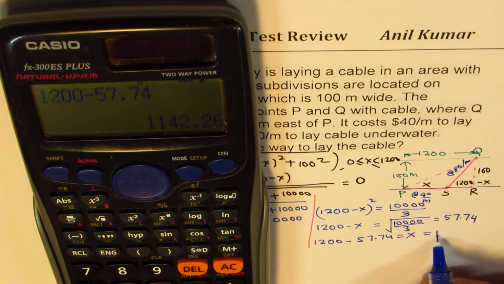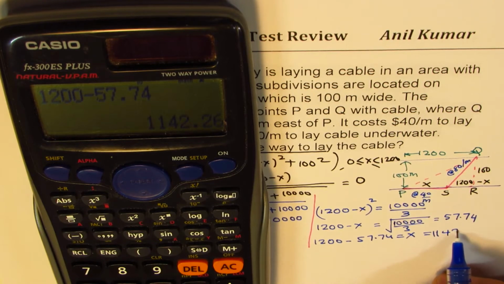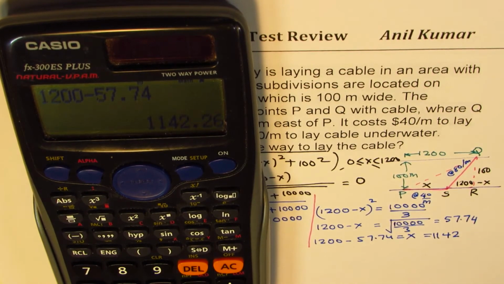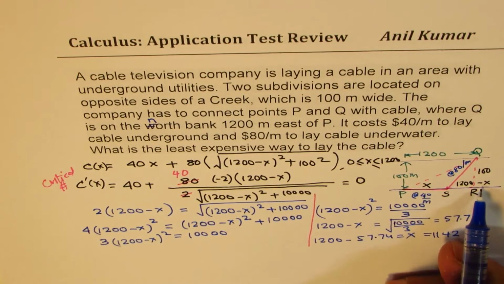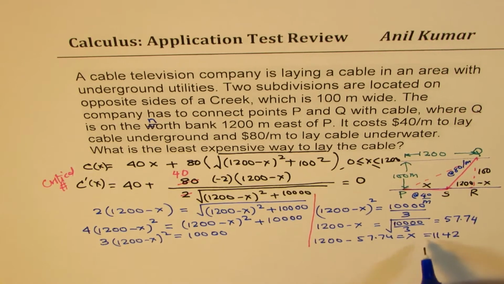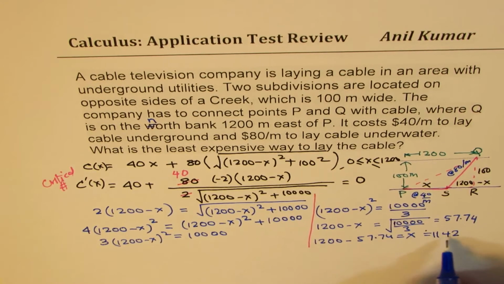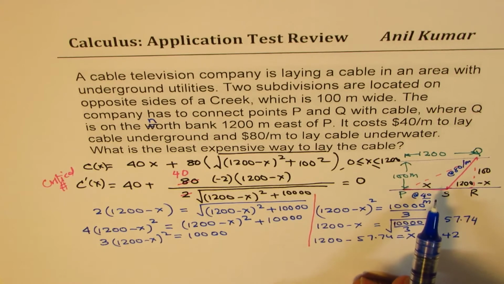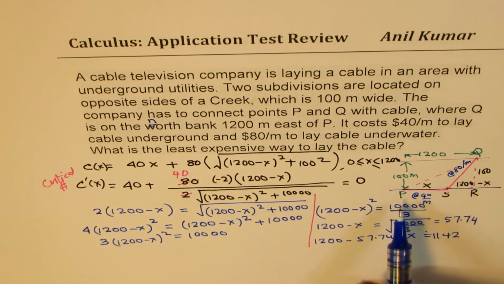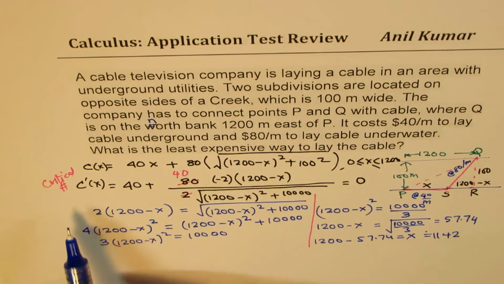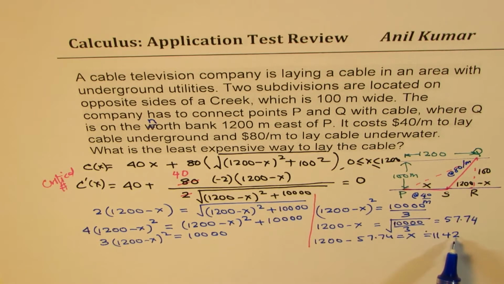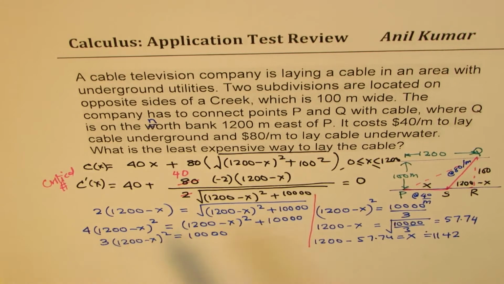So it is equal to 1142, right? So that becomes the value of x in our case. x is 1142, and the other side is, of course, 57, or we could round it. So we are rounding it to 1142. So what we get here is that the cost for us will be, for x equals 1142, we could have the minimum cost. Is it okay? Now that's what we get.